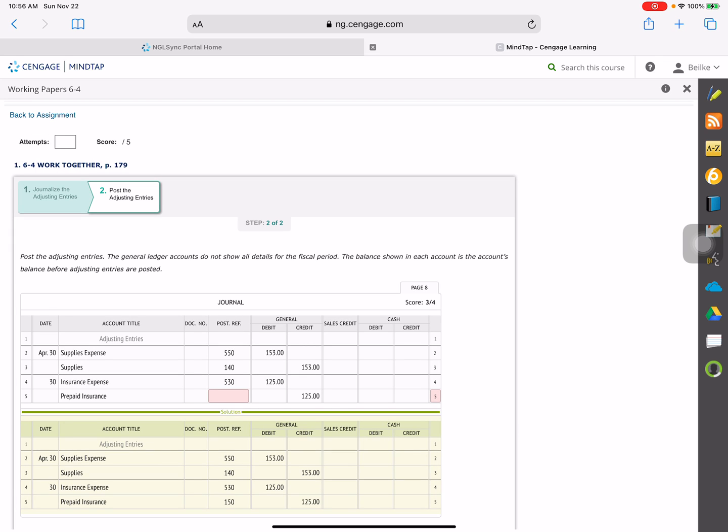And I forgot to do one thing. I forgot to go back up into my post reference and fill in my number.